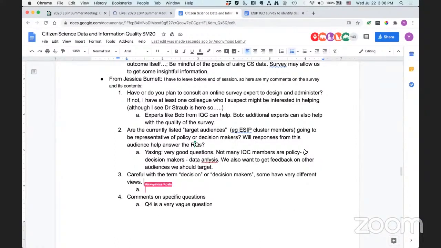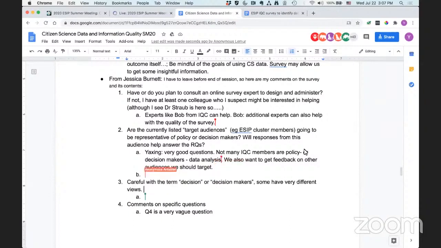This is Rama. I just want to comment a little bit on the previous question, which is about cluster members. The information quality cluster members are probably not going to be representative of any of the policymakers, but some of the applications-oriented clusters like envirosensing and the disaster response clusters are good proxies for them because they've been digging into these kinds of issues.